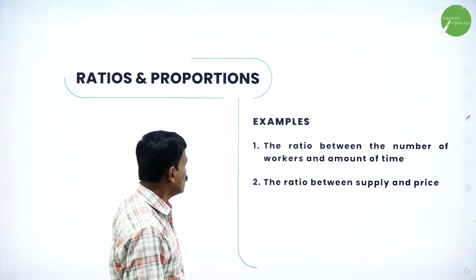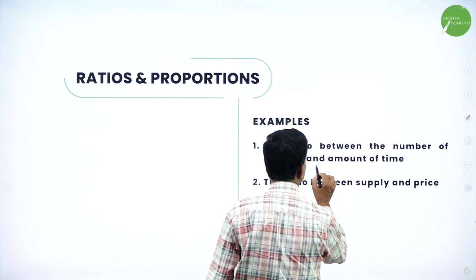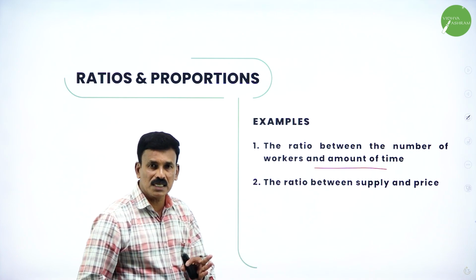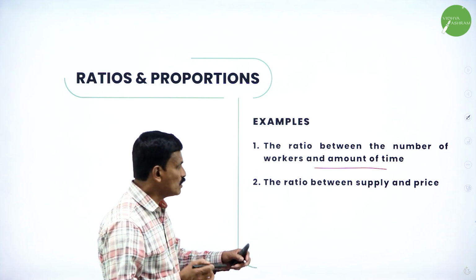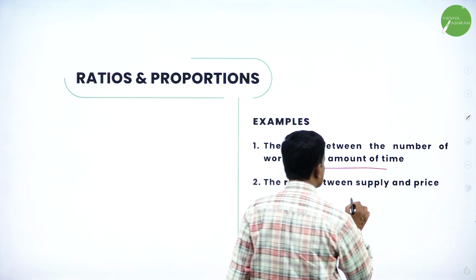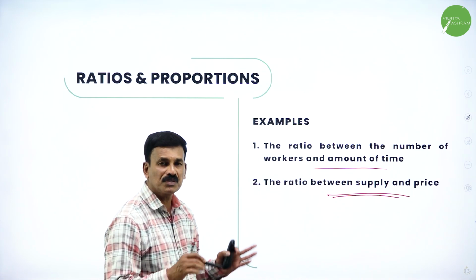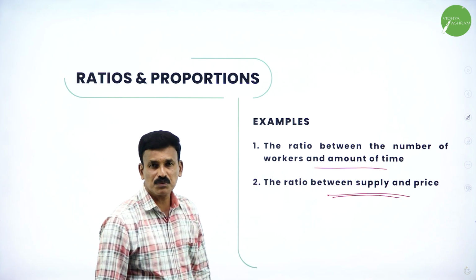Now what is an example? The example for this is the ratio between the number of workers and the amount of time. The ratio between the number of workers and the amount of time is an example for inverse proportion. Similarly, the ratio between the supply and the price is an example for this inverse proportion.